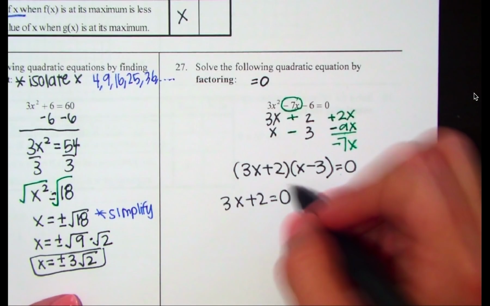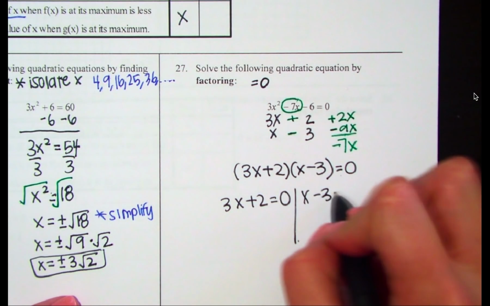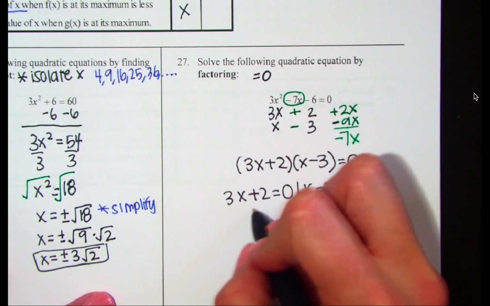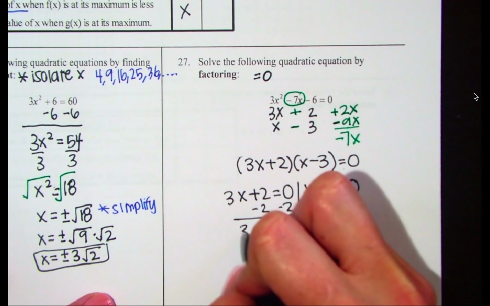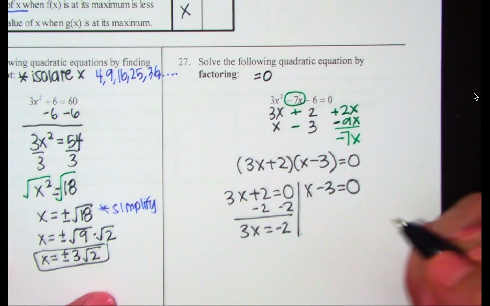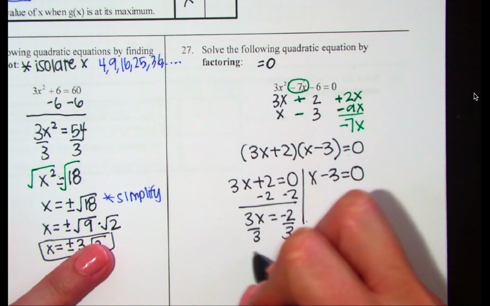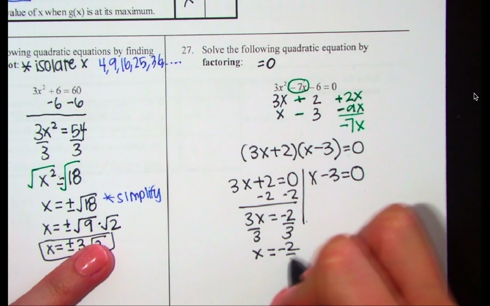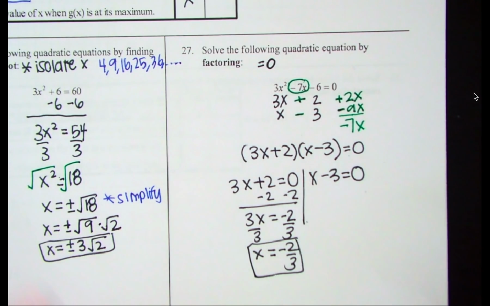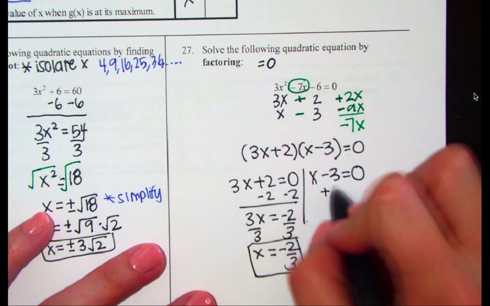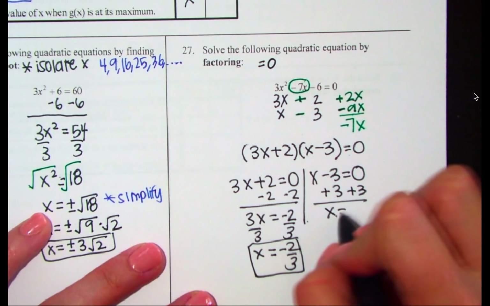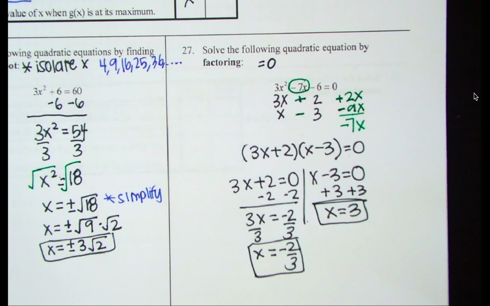So again, you take each of these factors and you set them equal to 0. So 3x plus 2 equals 0, x minus 3 equals 0, and then we solve. Subtract 2 from both sides. Divide by 3 on both sides. X is equal to negative 2/3 is my first answer. And then adding 3 to both sides, x equals 3. And that's how we would solve by factoring.